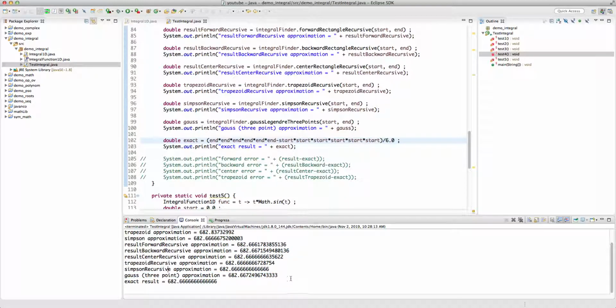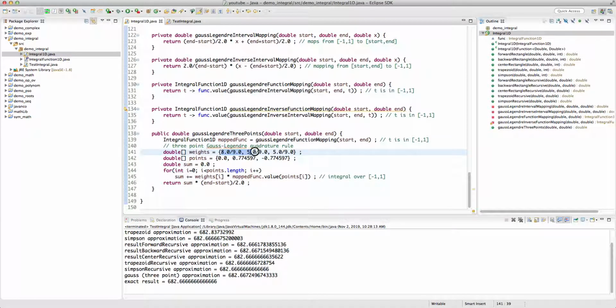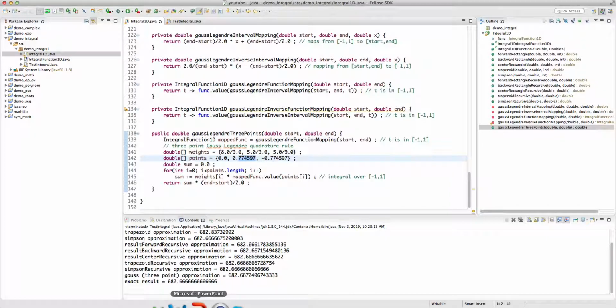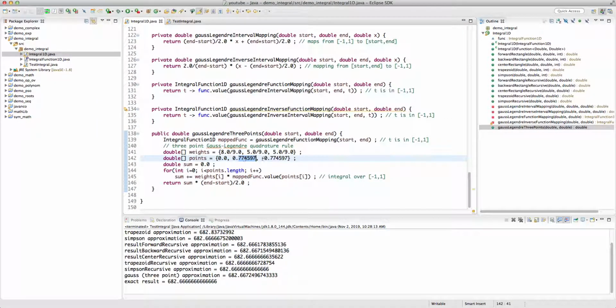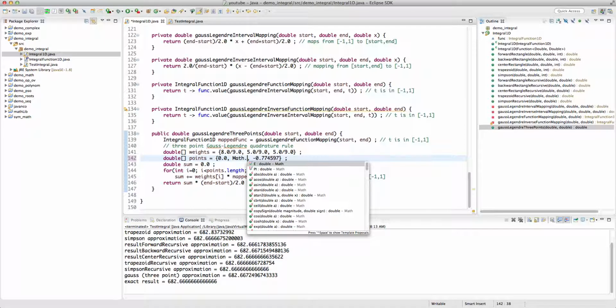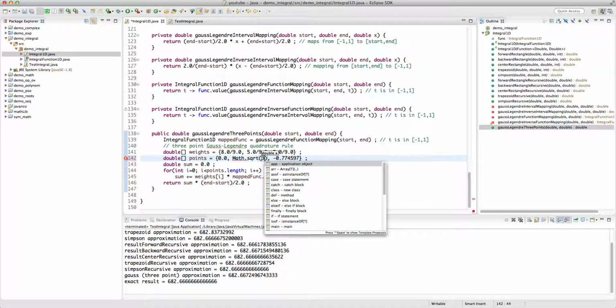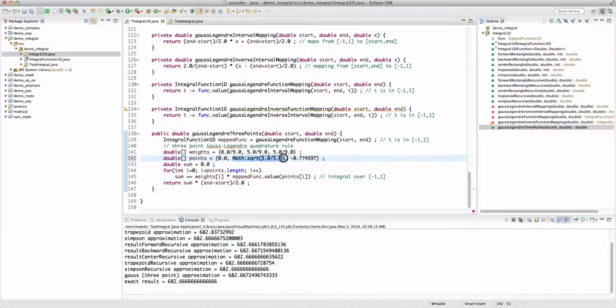And the question is, why is that not giving us exact? Because we used the exact results for weight, but we didn't use the exact results for the points, right? We used only a 6-decimal approximation. So the exact points or the exact values are square root of 3/5. So let's use those. Instead of having these, I use math dot square root of 3/5 and the negative of this.